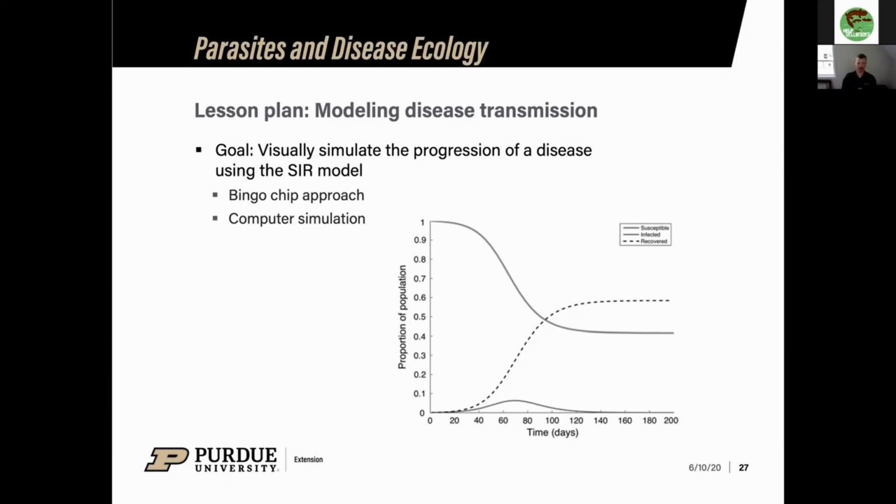Okay, so the lesson plan we've developed was basically geared towards students visually seeing how disease progresses in a population using the SIR model. And we came up with two basic approaches for doing this. One's called the bingo chip approach, and the other is a computer simulation.